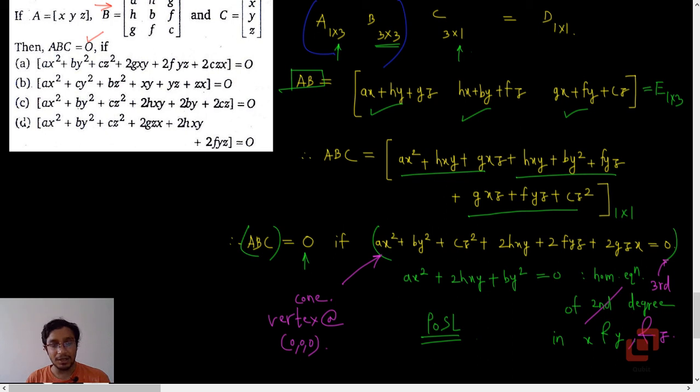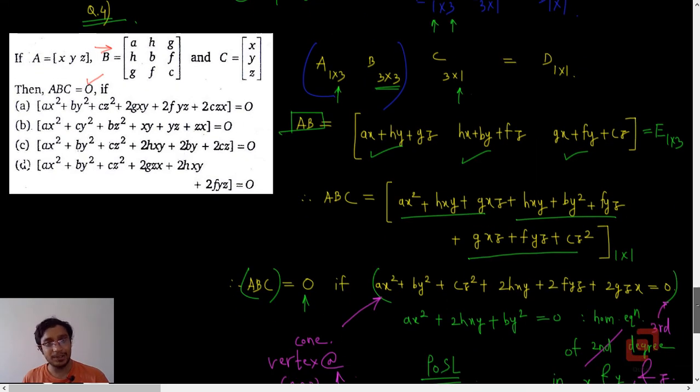Okay, so you will study about cones in engineering mathematics, but as of now I want you to take note of this. If you have a homogeneous equation of second degree in X and Y, then it is a pair of straight lines. That's why it is important to write in X and Y. But if you have a homogeneous equation of second degree in X, Y and Z, then it represents a cone. Okay, you can prove it.